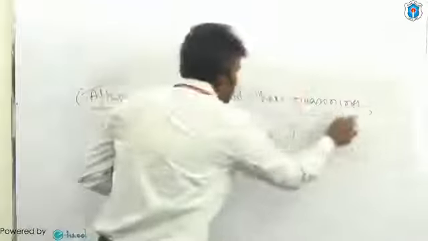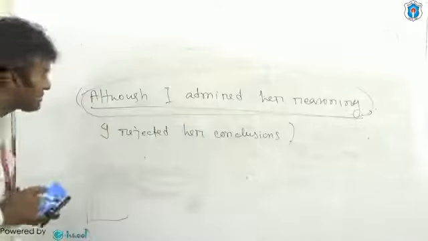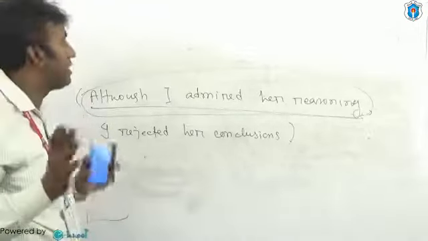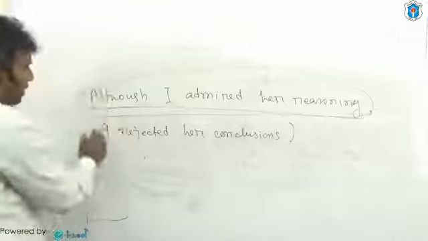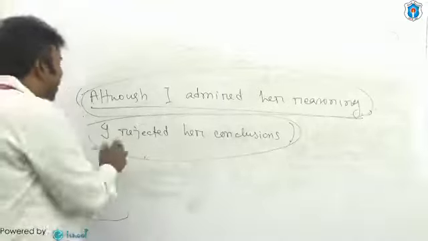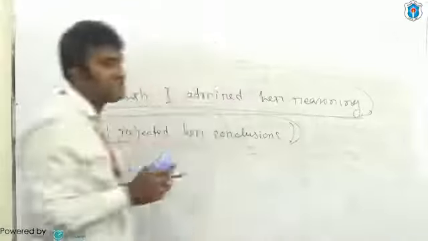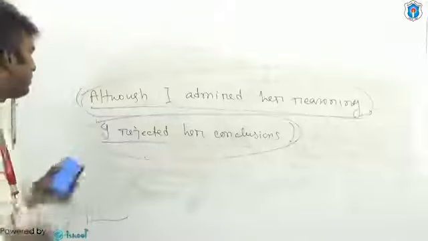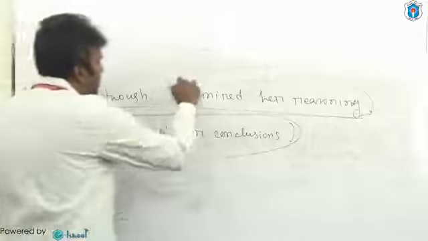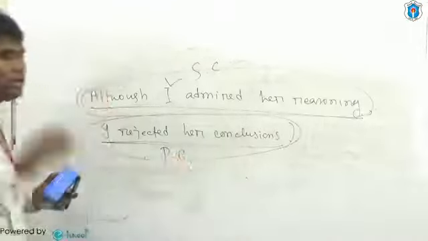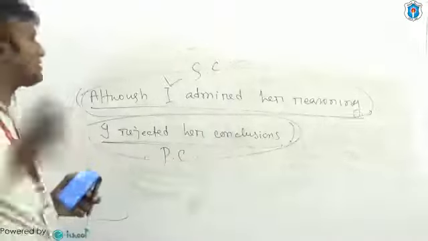clause doesn't have a complete sense. That means this clause is unable to express its meaning independently. Whereas I rejected her conclusions is also a clause, and this clause can express its meaning independently. That means it has a complete sense. That's why we can say that the first is an example of a subordinate clause, you can say SC, and this is an example of a principal clause, that is PC. So a complex sentence consists of one principal clause and one subordinate clause.